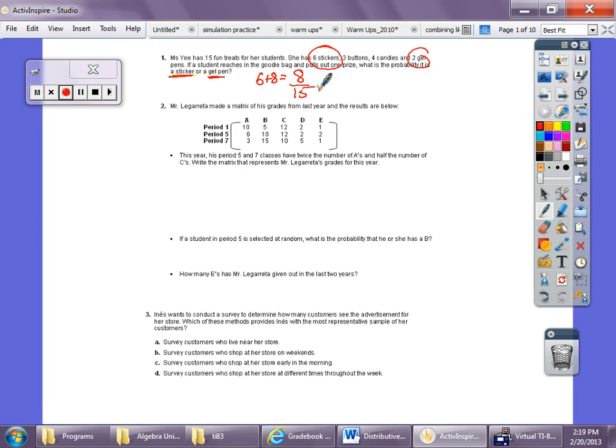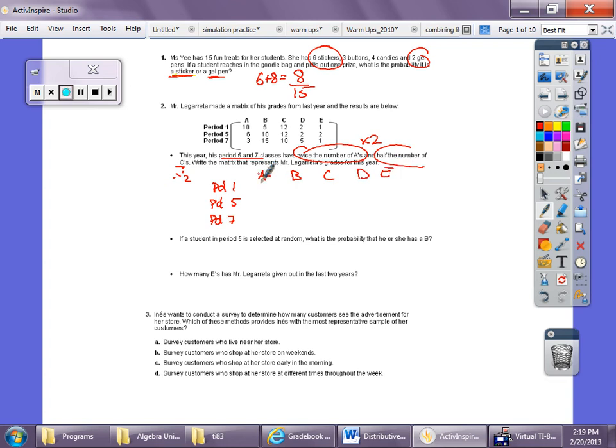I made a matrix from last year. There's the results. This year says period 5 and period 7 classes have twice the number of A's, so that's times 2, and half the number of C's, so we're going to divide that by 2. We want a new matrix, so we have period 1, period 5, period 7, and A, B, C, D, E.